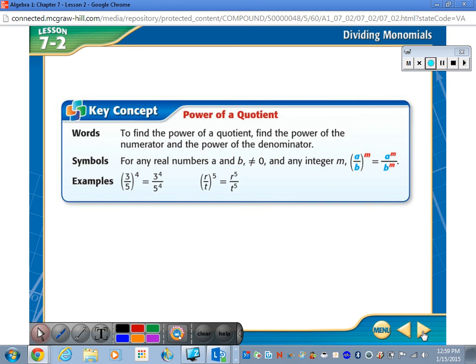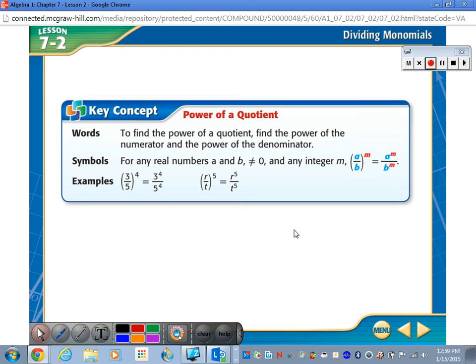And then here, now we're doing power of a quotient. We worked with this previously where when it was multiplied and it was together, you separated it out. By the same token, if it's divided and it's raised to the same power, you can separate it out. So as you see, you had 3/5 raised to the 4th power, so you separated them out. Here you had r over t raised to the 5th power, and you separated it out.